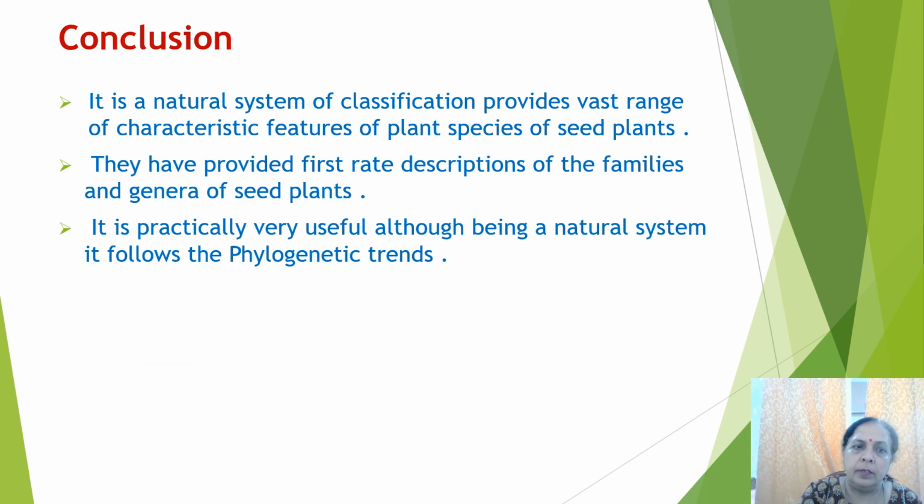Conclusion. It is a natural system of classification, and it provides a vast range of characteristic features of the plant species of seed plants. They have provided first-rate descriptions of the families and genera of seed plants. It is practically very useful, and although being a natural system, it follows phylogenetic trends.